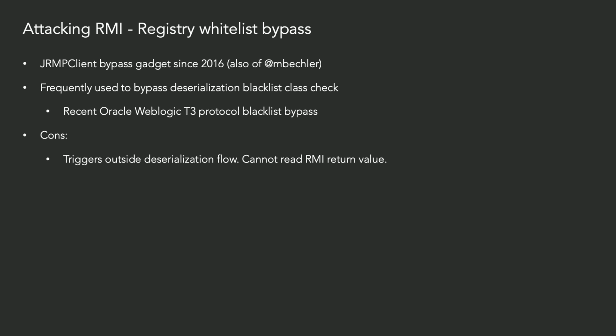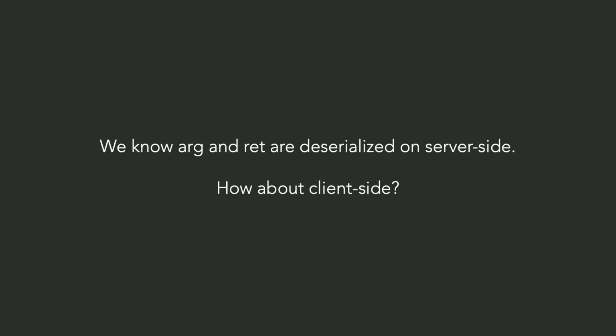So there's also the registry whitelist bypass from the past. It's not widely known, but it can be used to bypass this RMI registry service whitelist check. And it has also been used in several recent exploits, most notably against the Oracle WebLogic T3 protocol, in the past year, 2018.